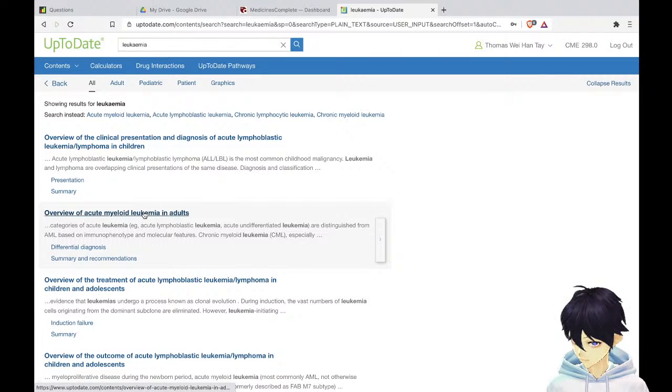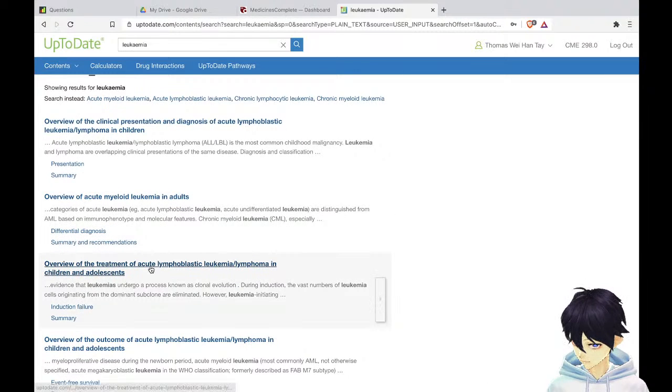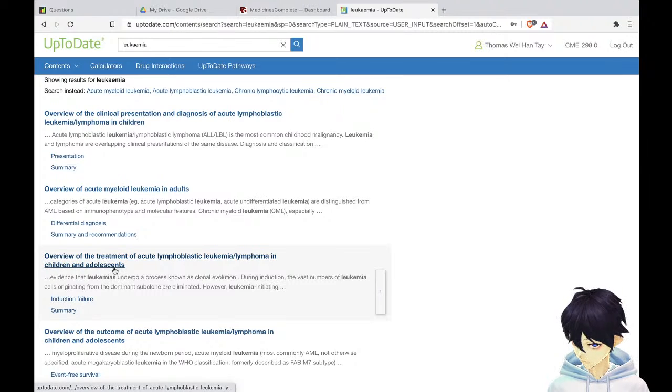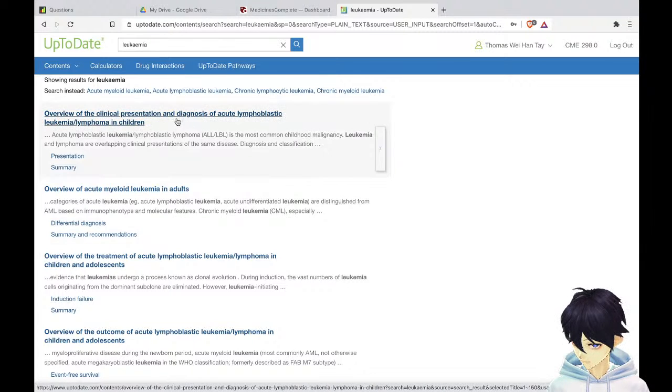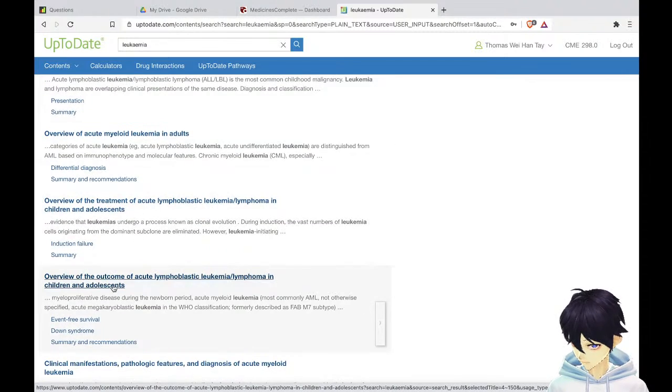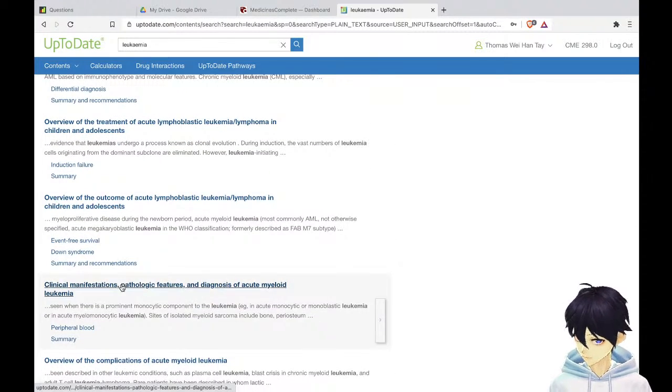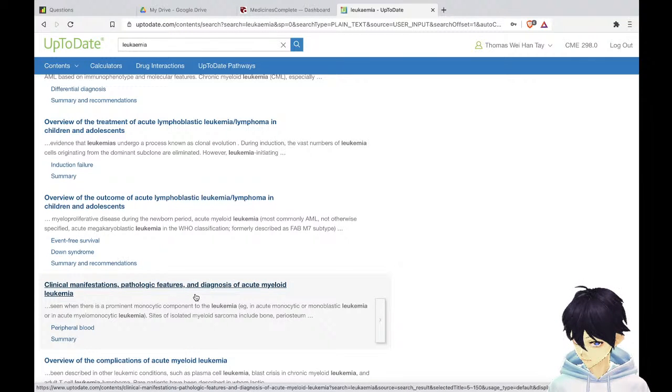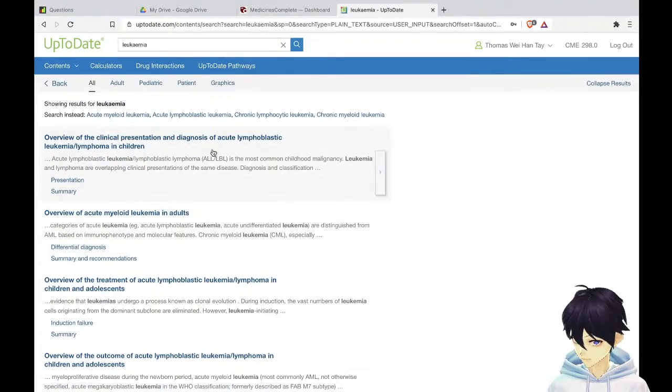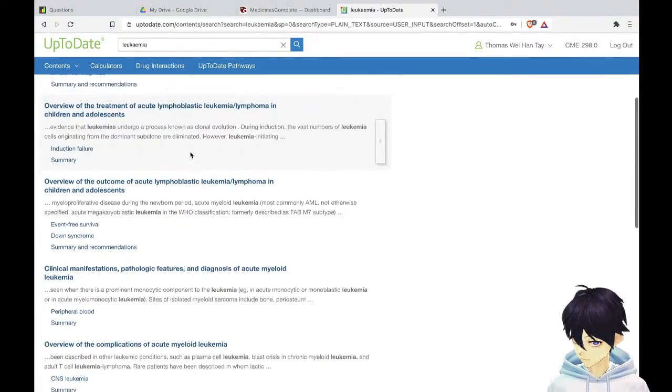In adults: acute lymphoblastic leukemia, acute myeloid leukemia, acute lymphoblastic leukemia in children and adolescents. Treatment. Outcome. Clinical manifestations. Acute myeloid leukemia. Acute lymphoblastic leukemia.